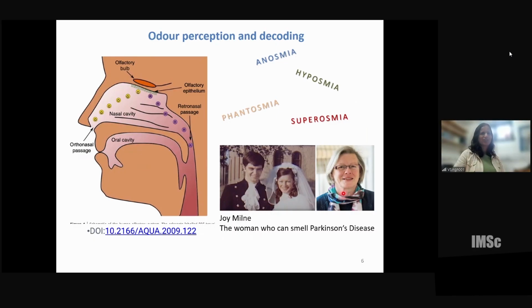So this is Joy now. This is Joy when she was married about 40 years ago. And she lives in a place called Perth, which is about 30 minutes from here.